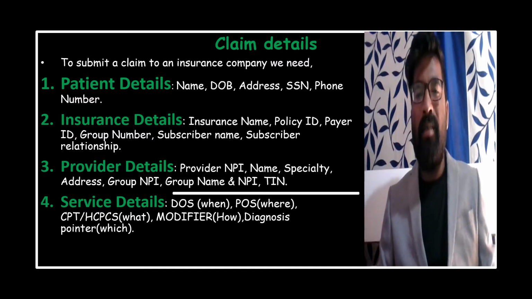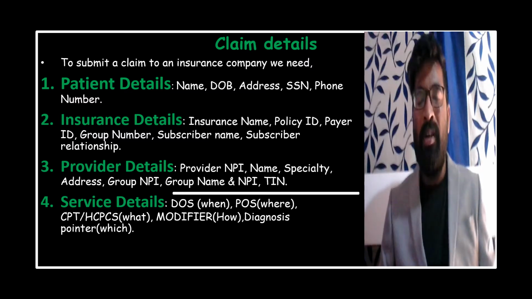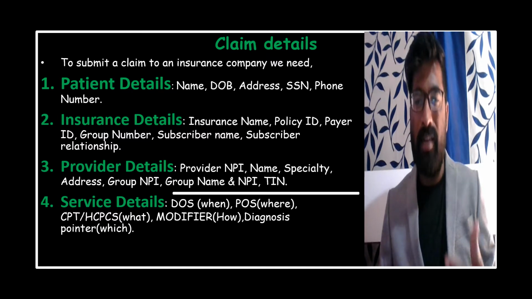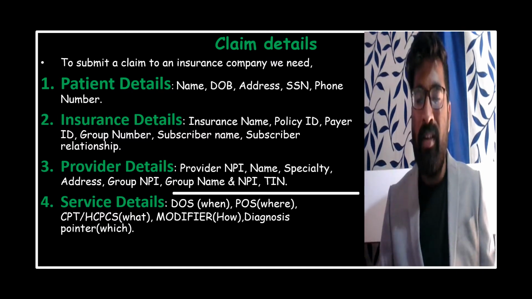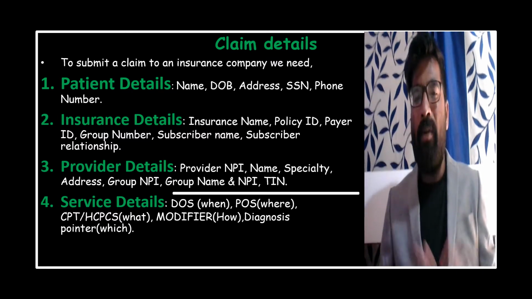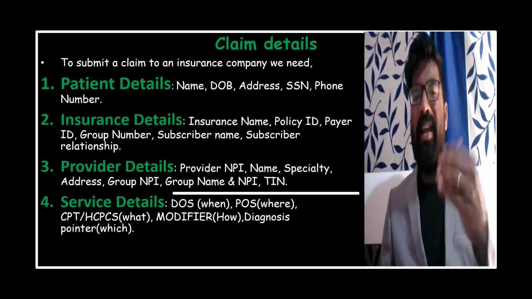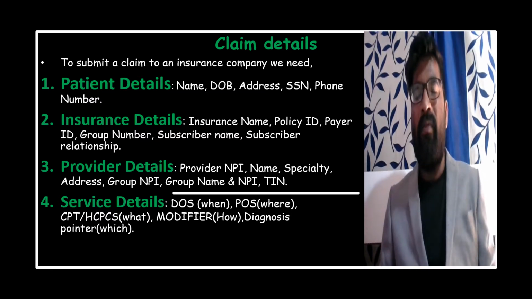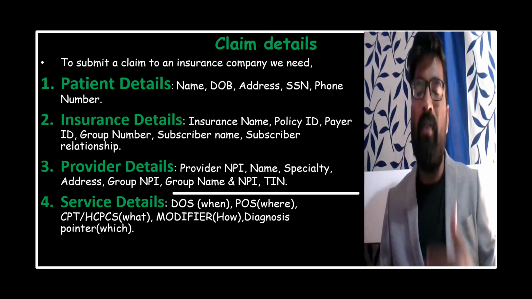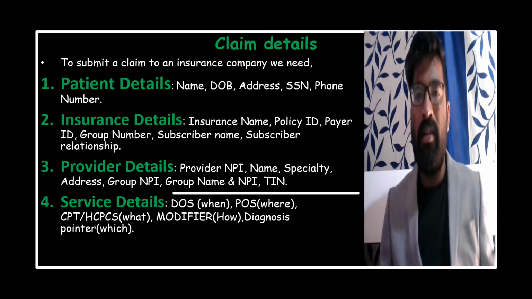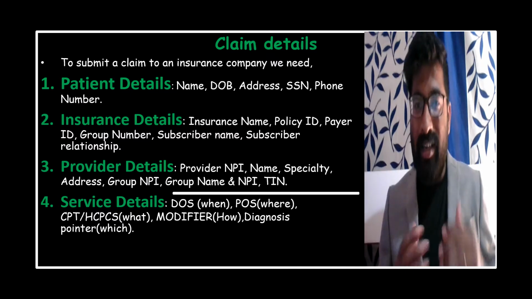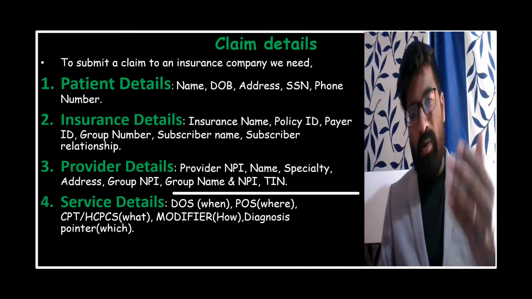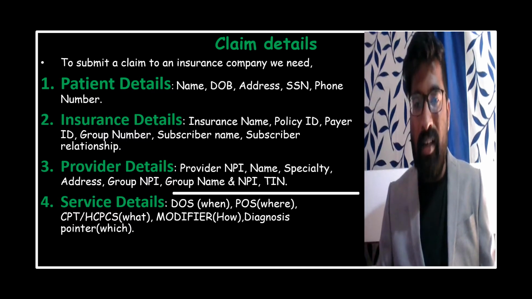Today we are discussing the claim details required to submit the claim form CMS 1500 to the insurance. Generally we have patient details, insurance details, provider details, and service details. We have to fill in all these details and submit this form to the payer so that the claim will be processed and paid. So we have to discuss everything in detail.